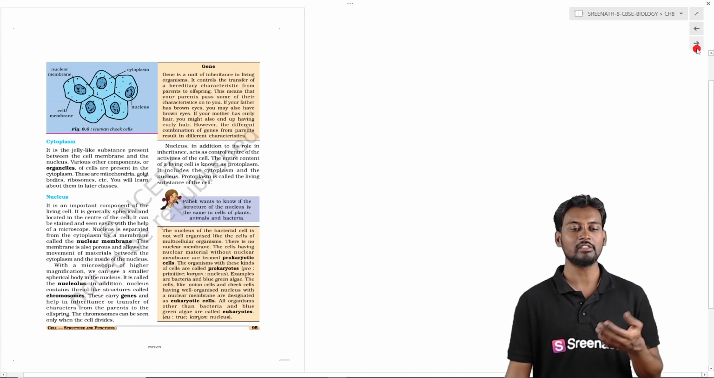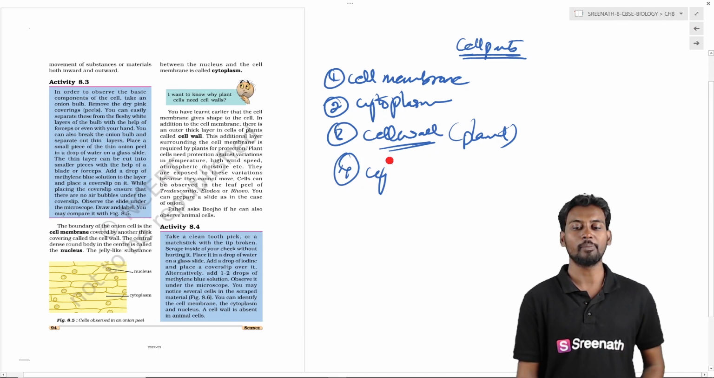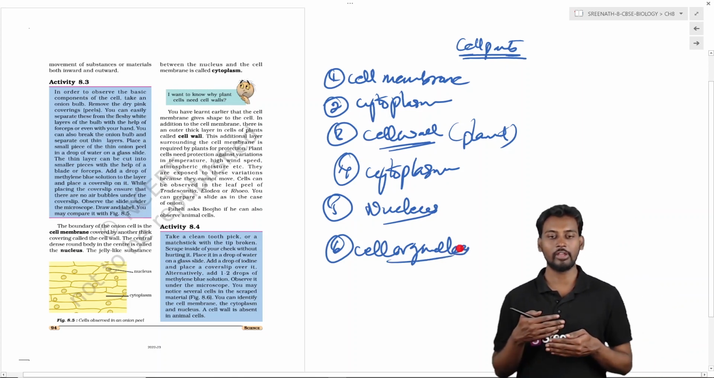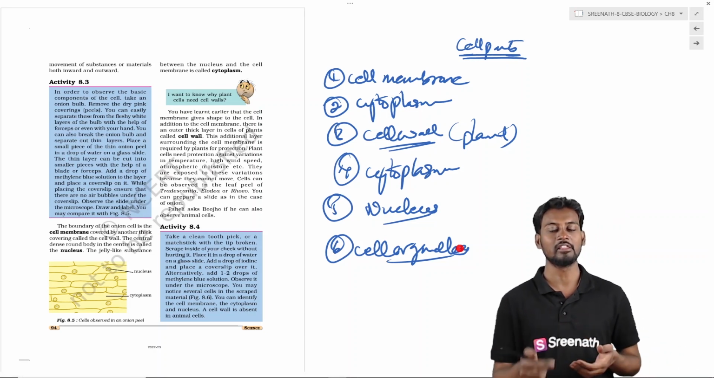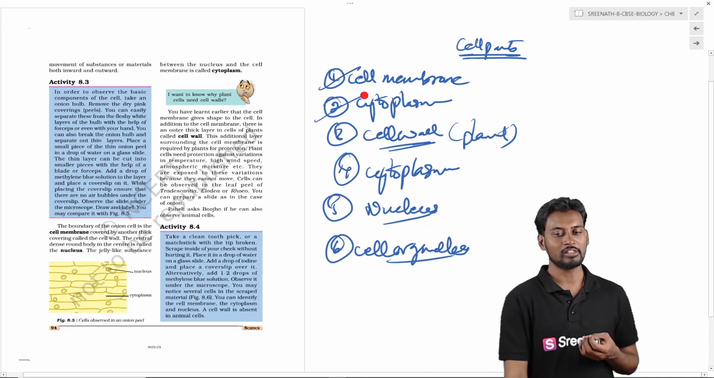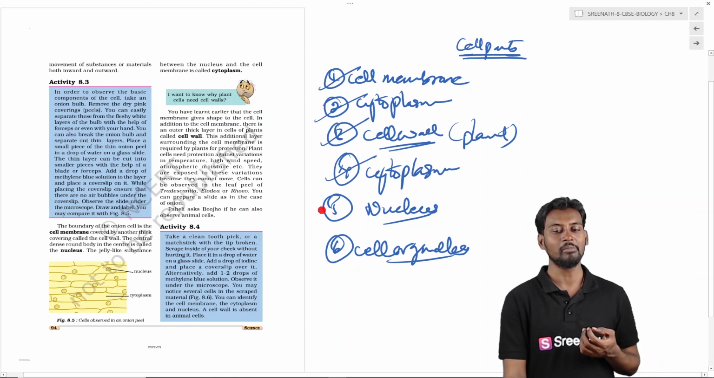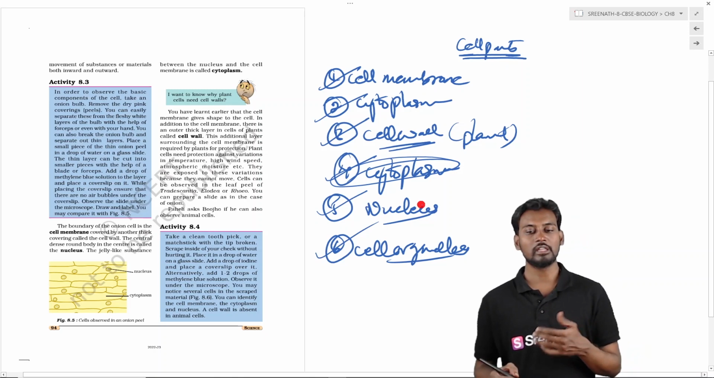And apart from this, there is the cytoplasm and the nucleus, and the last one is the cell organelles. So basically, when you are looking at the cellular parts, it's about the cell membrane, the cytoplasm, the cell wall, that is in the plant cell, the nucleus, and also the cell organelles.